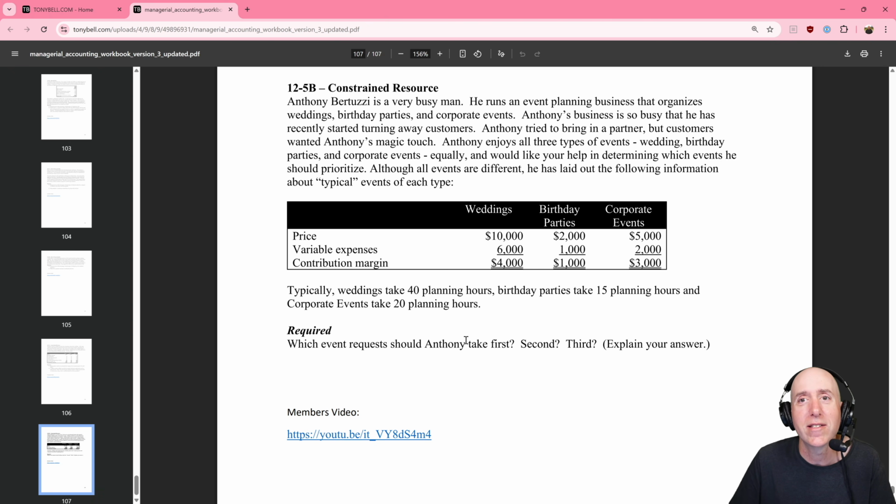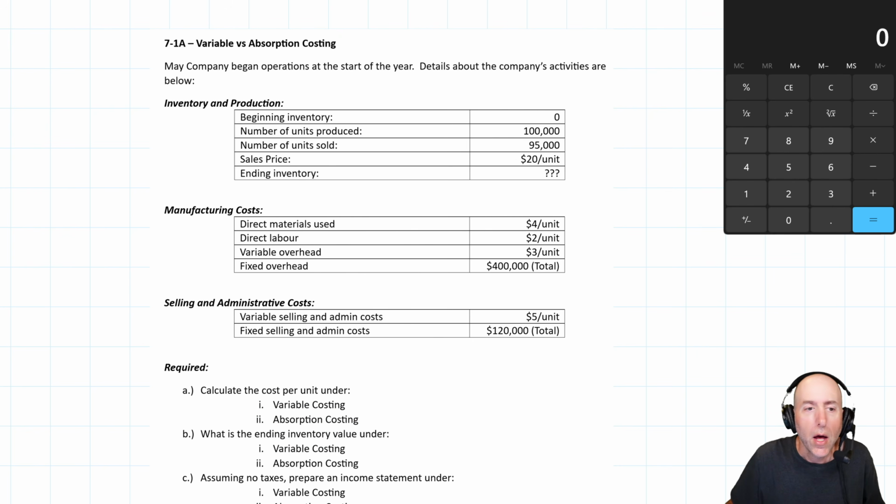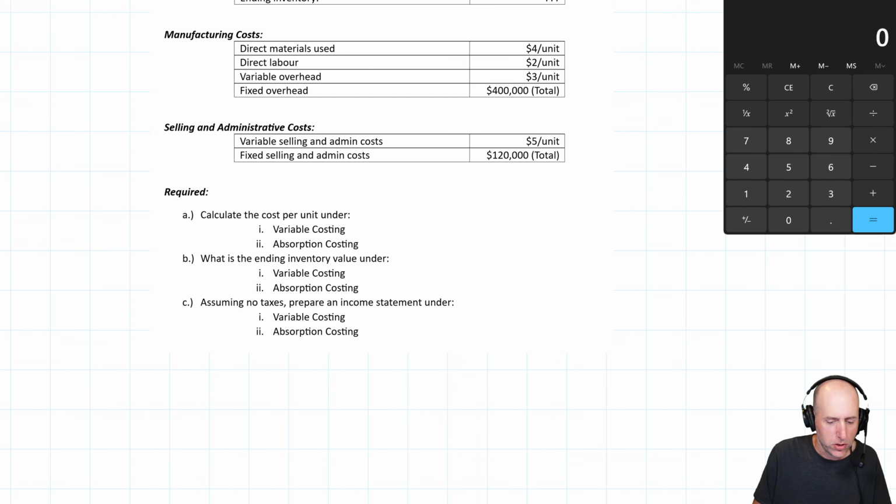All right, let's jump into today's exercise. Let's take a run through problem 7.1a, a variable versus absorption costing problem. May Company began operations at the start of the year. Details about the company's activities are below, and let's just read the required.